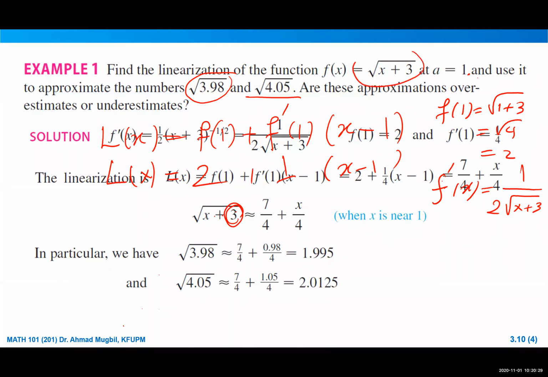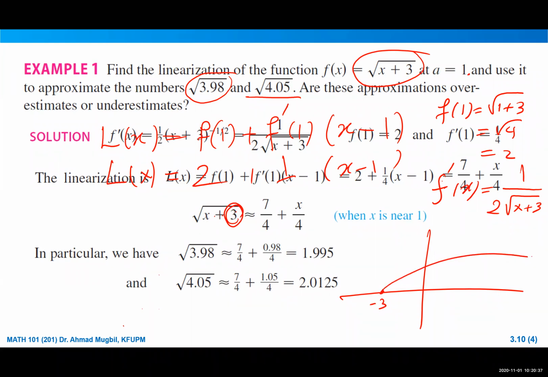You know how to sketch the graph of this one. Here it is. Oh no, this is the square root. It will start from here, shifted to the left. Now sketch the graph of this line. If you did that, the tangency point is 1. So what do you think? Is it going to be above or below? For sure, it will be above.